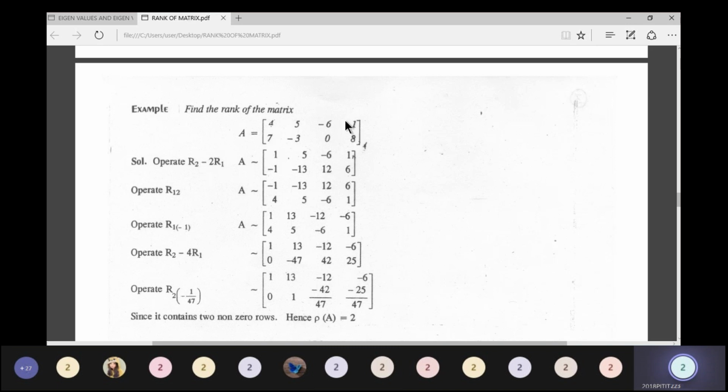So it is -2. -2. 8 minus 2, it is 6. So that is the first operation. Okay. Second operation, what do I do?